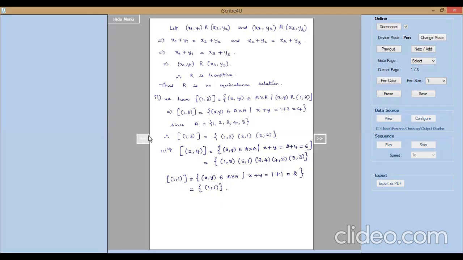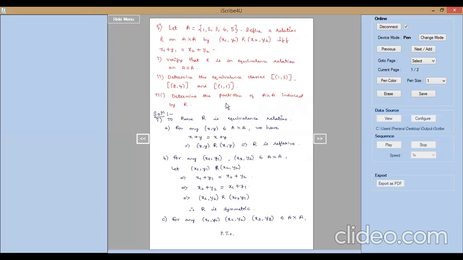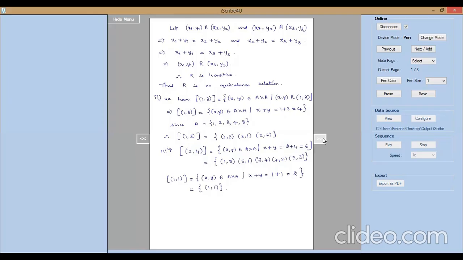Now the third part of the question. The third one is to determine the partition of A cross A induced by R. So in order to find the partition of A cross A induced by R, we have to find out the partition of all the equivalence classes, all the equivalence classes that exist for the given set A equal to 1, 2, 3, 4, 5. Correct? So let us find out all the equivalence classes one by one. Third part of the problem.